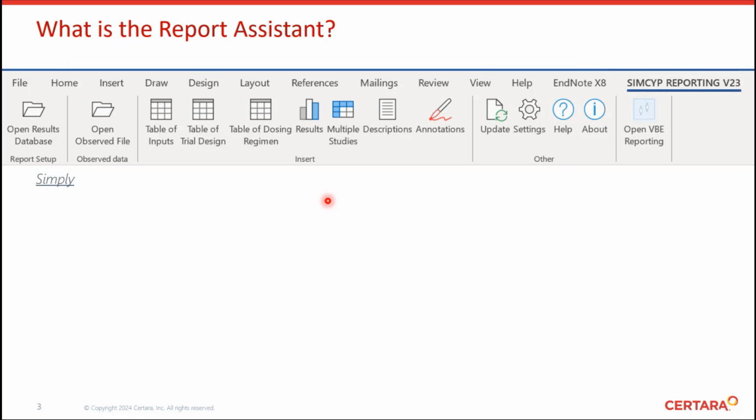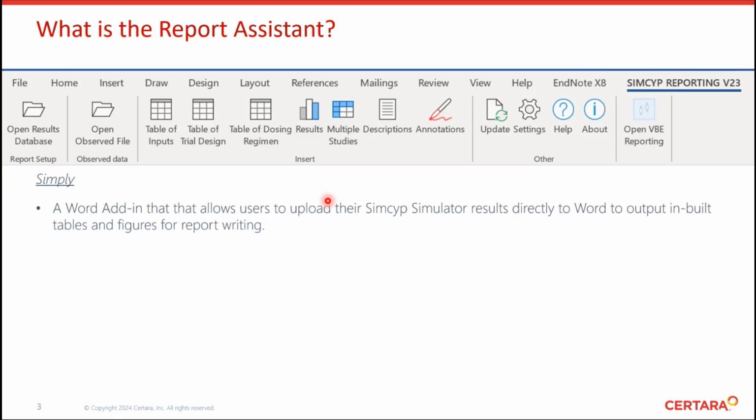The Report Assistant is a plugin for Microsoft Word. Once you've downloaded it, you should see it appear in your toolbar at the top. It'll be next to where you have home, insert, and all of that. You can just flick over to it. What it allows you to do is upload your Simcyp simulator results directly into Microsoft Word, and then you can use this Report Assistant in order to output tables and figures for report writing.